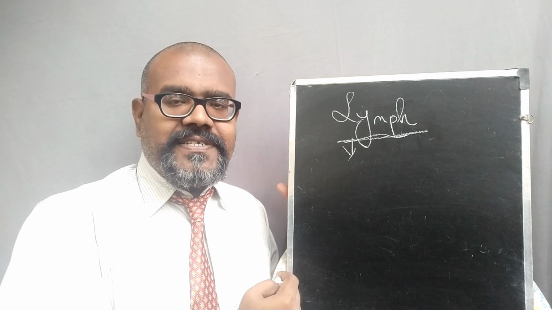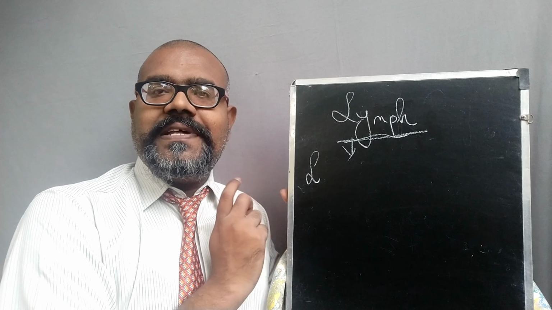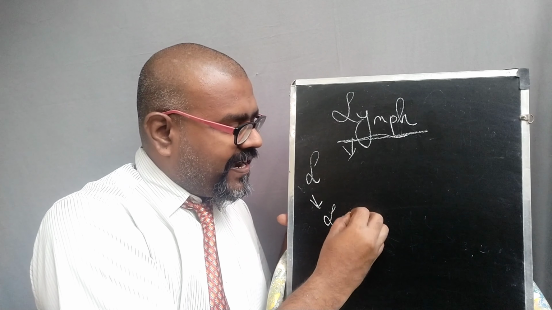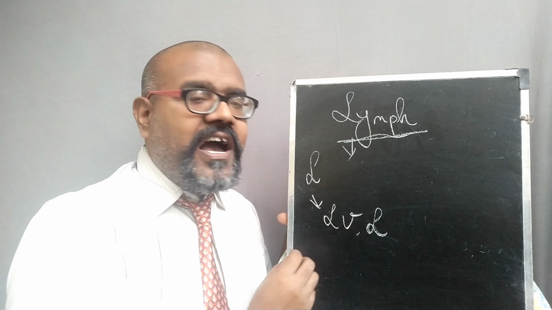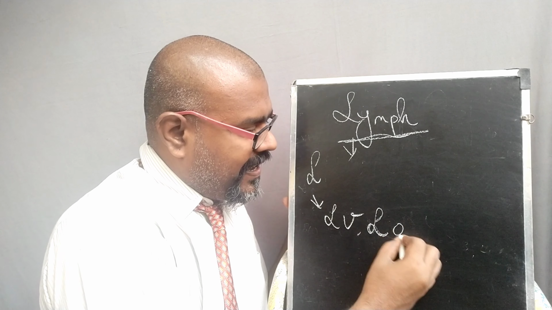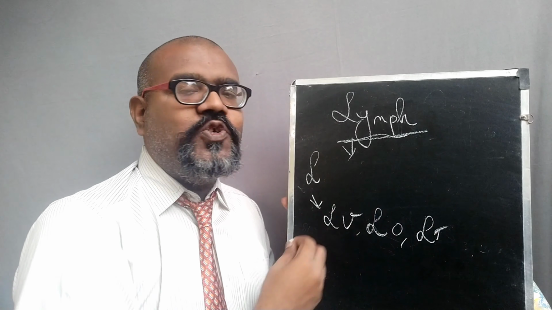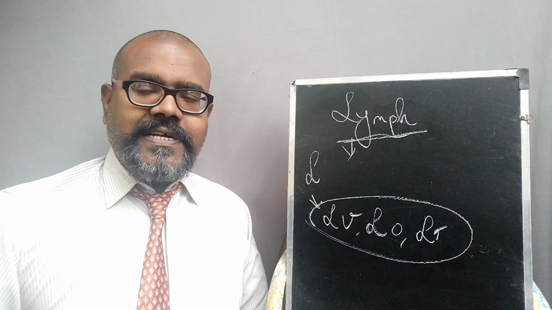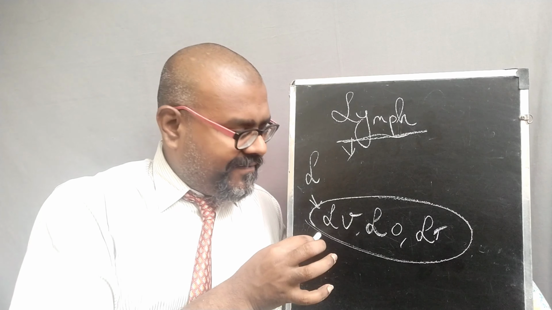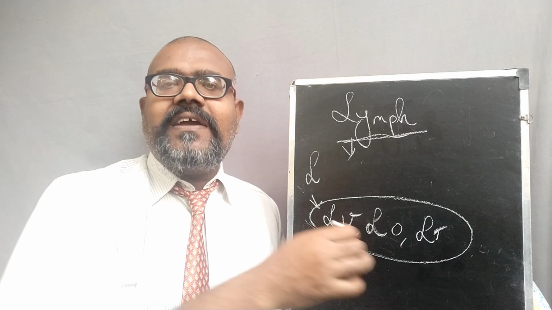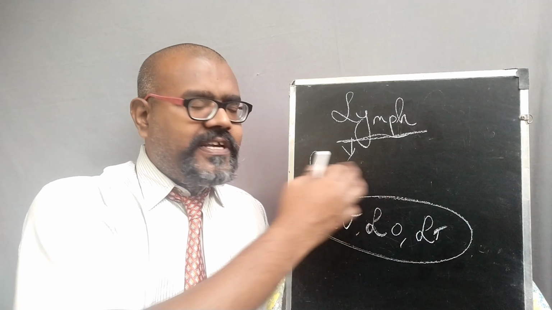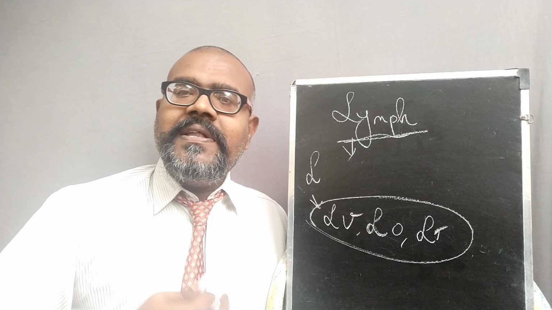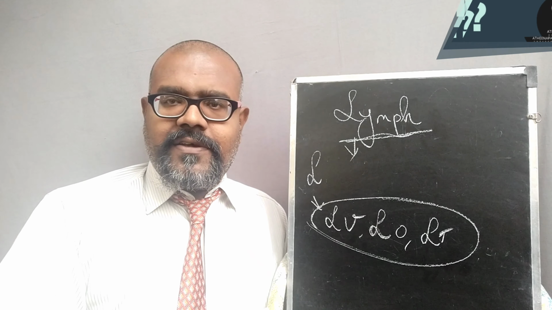Lymphatic system is also called the lymphoid system. This lymphatic system is made up of the lymphatic vessels, lymphoid organs, and the lymphatic tissues. All these things do the main functions for the human body, especially removing the waste and unwanted things in the blood.